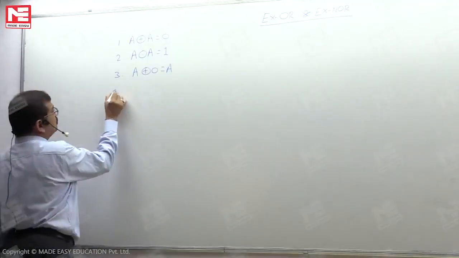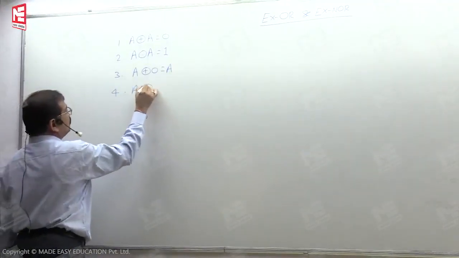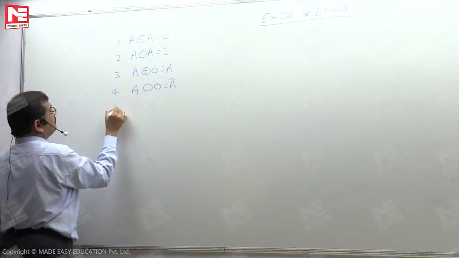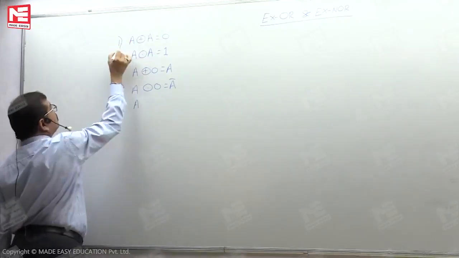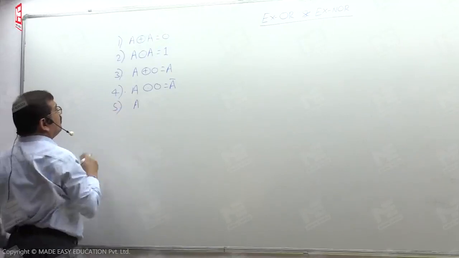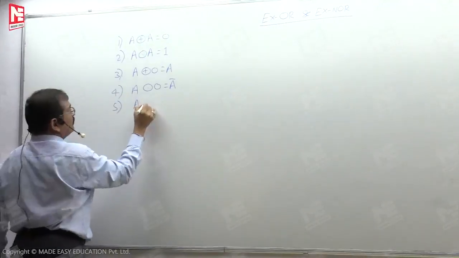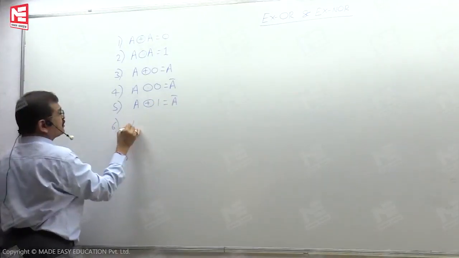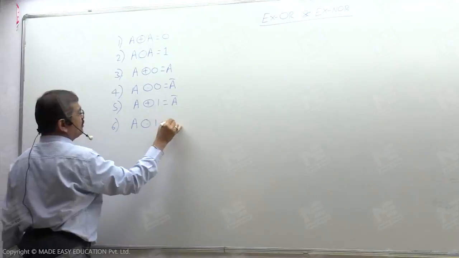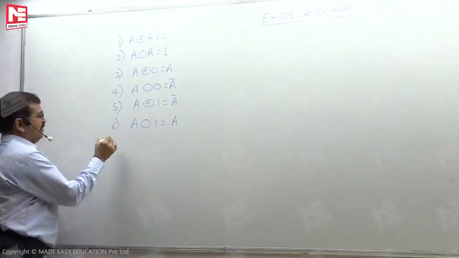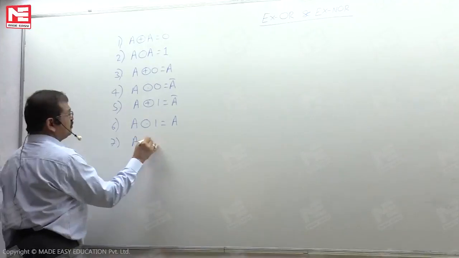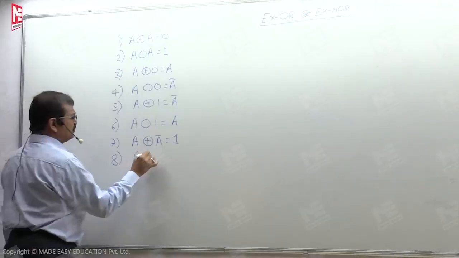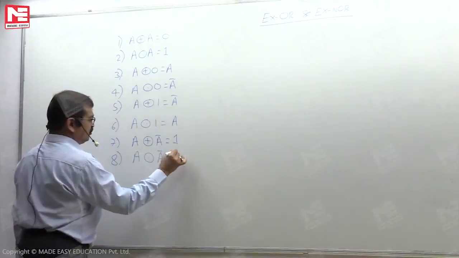A exclusive NOR with 0, it is A complement. A exclusive OR with 1, it is A complement. A exclusive NOR with 1, it is A. A exclusive OR with A complement, it is 1. A exclusive NOR with A complement, it is 0.